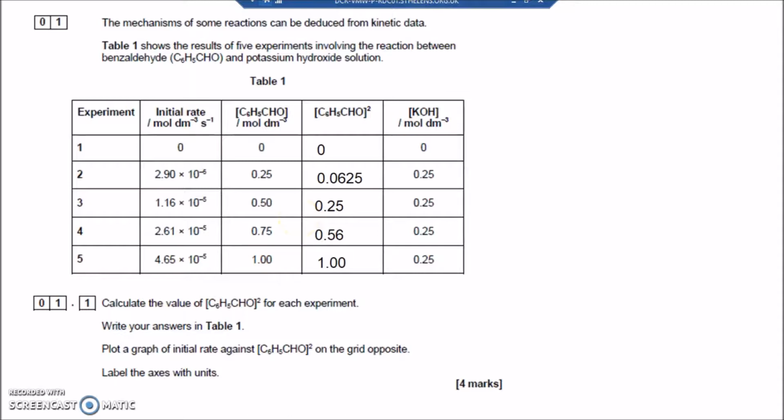Plot the graph of this benzaldehyde concentration squared on the grid opposite and label the axis. So it'll come out a little bit like this, where you've got initial rate up the side and benzaldehyde concentration along the bottom. You always do it that way, so something that's fixed in the table goes along the x-axis, so the concentrations here are laid out at the beginning of the experiment, and these are the results that you take. So the results that you take, like the rate, that aren't fixed concentrations, this is what you're measuring, goes up the side.